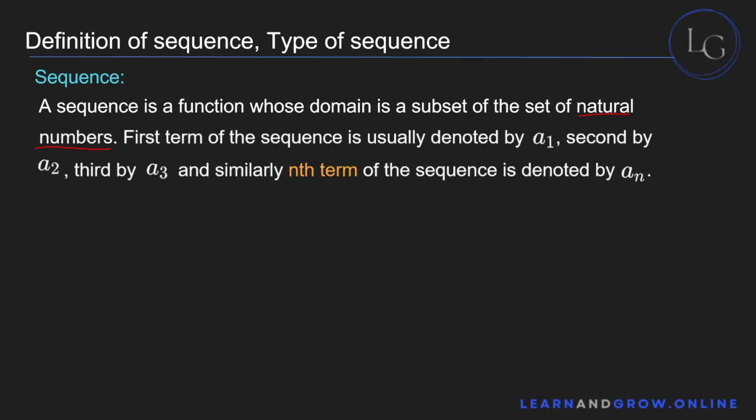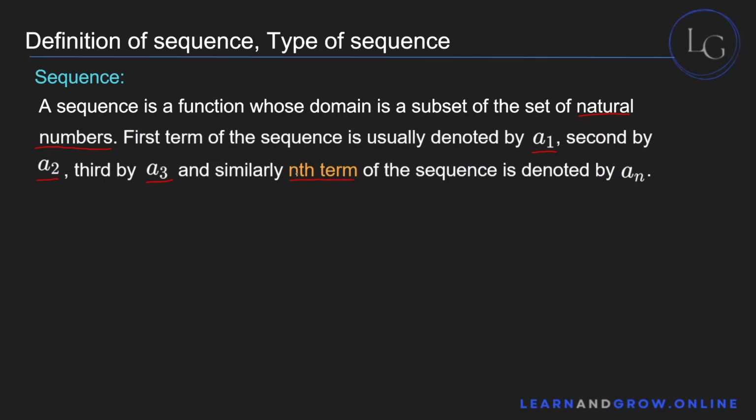Obviously, there is no one sequence. There can be numerous types of sequences, but they all are in the subset of natural numbers. The first term of the sequence is denoted by a1, the second by a2, the third by a3, the fourth by a4, and so forth. So basically, we simplify it down to the nth term. n can be any number.